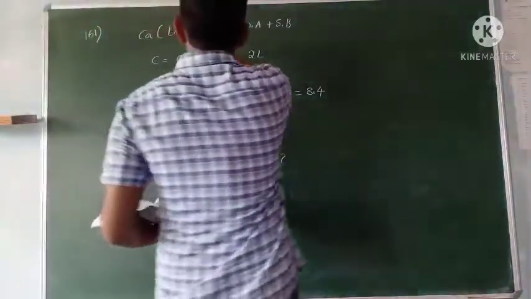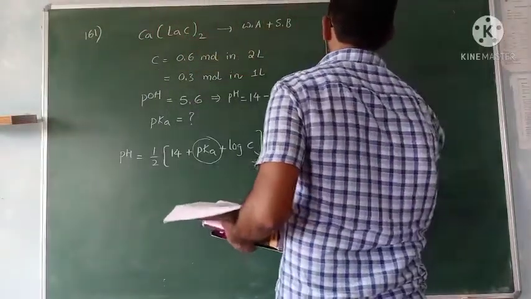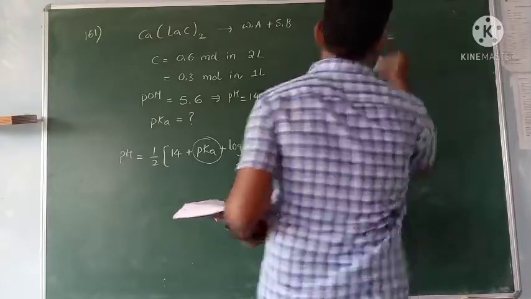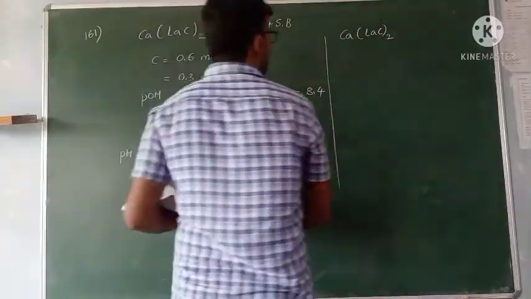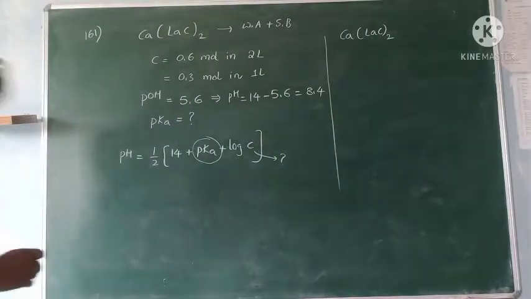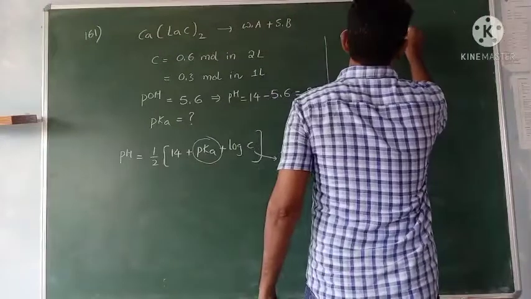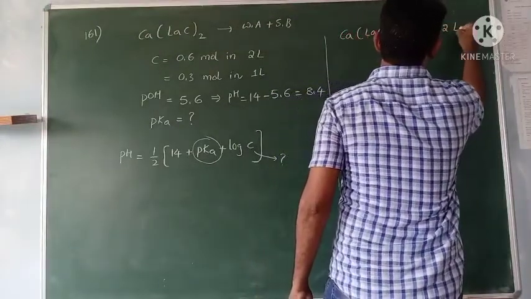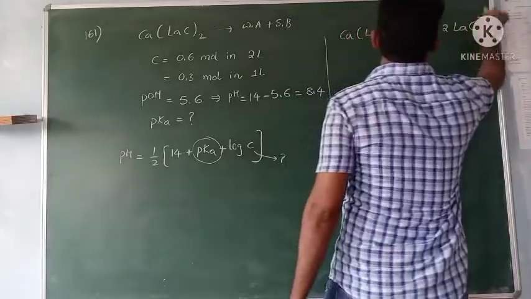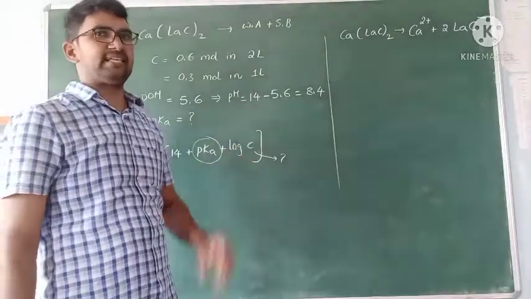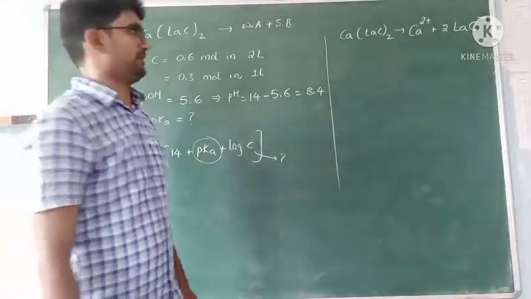Very simple. What is the given salt? The given salt is Ca(Lac)2. How is it dissociated? It is dissociated as Ca2+ plus 2Lac minus, like CaCl2, Ca2+ plus 2Cl minus. Okay.